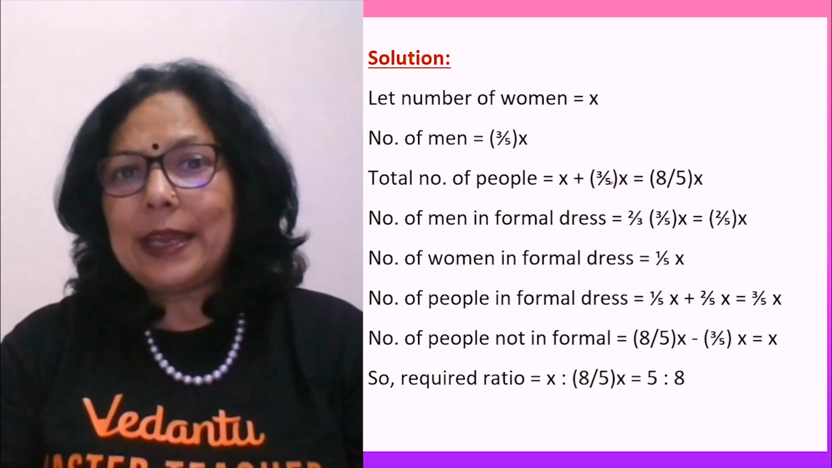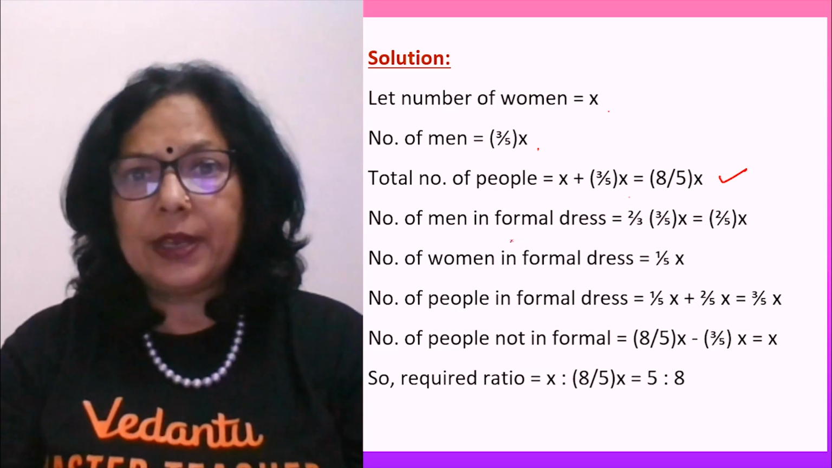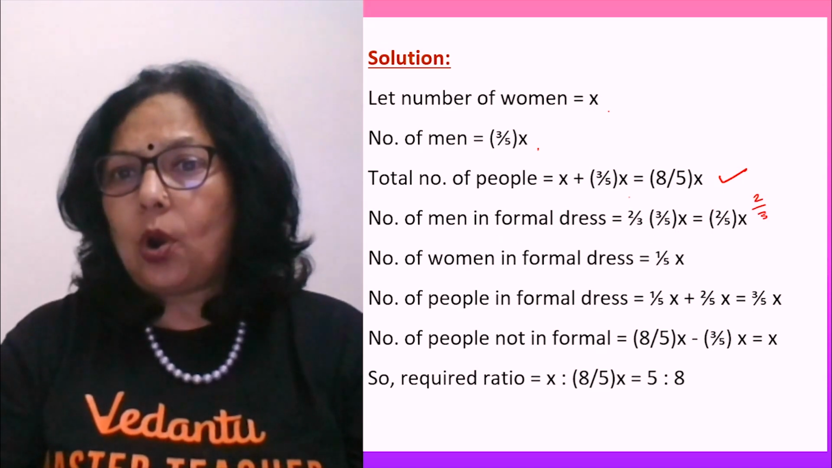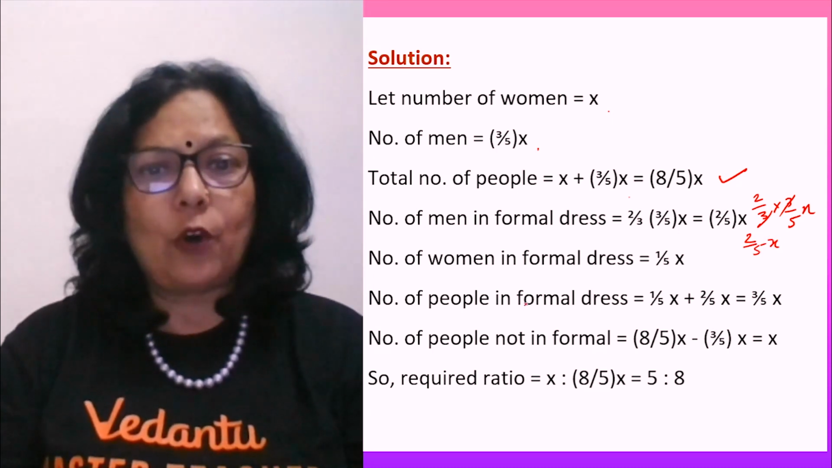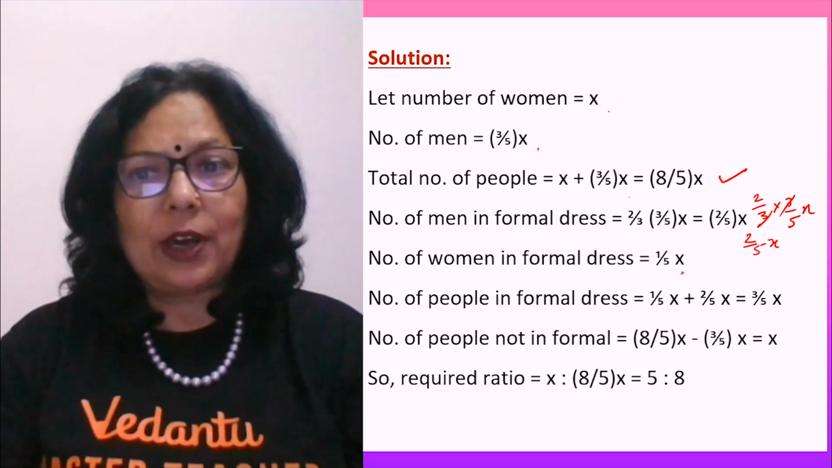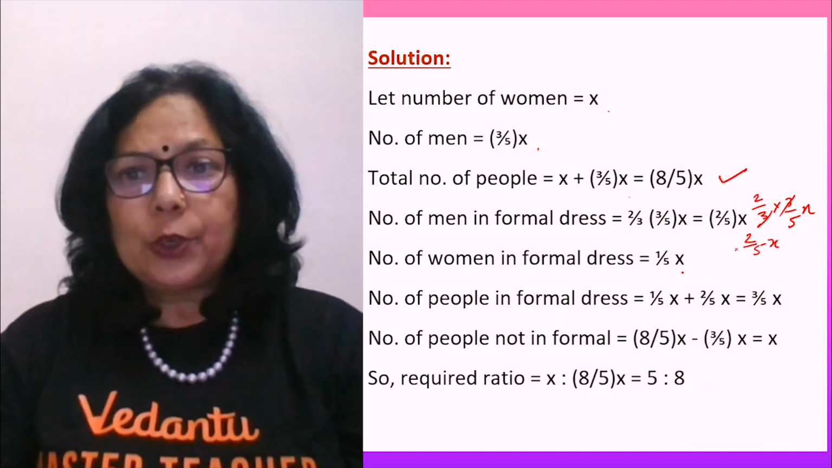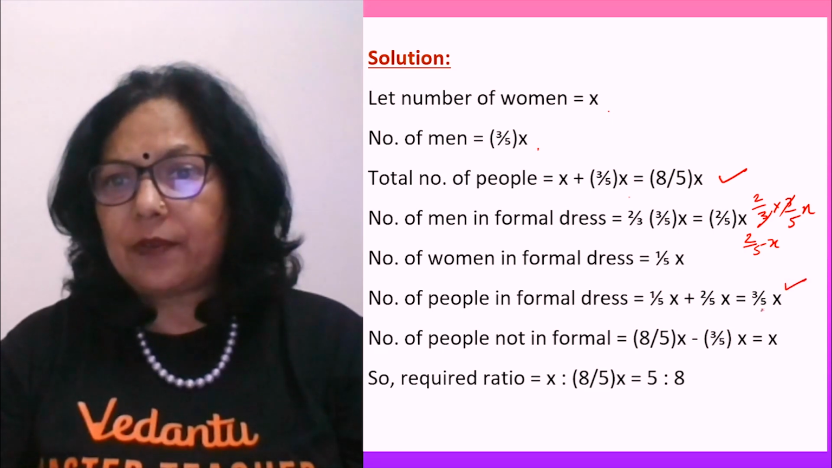So till here I explained you x, 3 by 5x, total number of people is 8 by 5x. Men wearing formal is 2/3 of 3 by 5x. 3 gets cancelled, so you get 2 upon 5x wearing formal. Women are wearing 1 upon 5x. So total in formal dress are 2 by 5 plus 1 by 5, that gives you 3 by 5x.